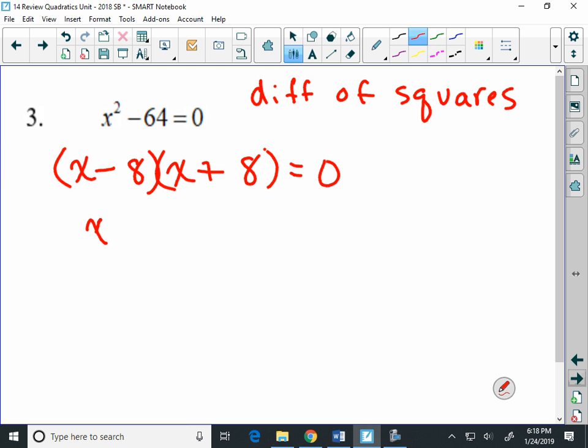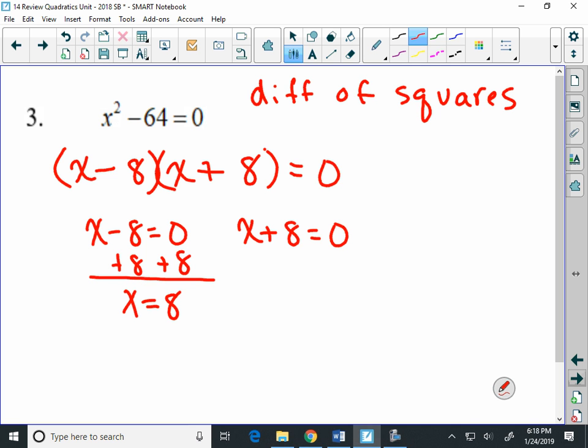And now we're going to finish. We're going to take x minus 8, set it equal to 0. We're going to take x plus 8, set it equal to 0. We're going to add 8 to both sides, get x equals 8. And subtract 8 from both sides, get x equals negative 8.